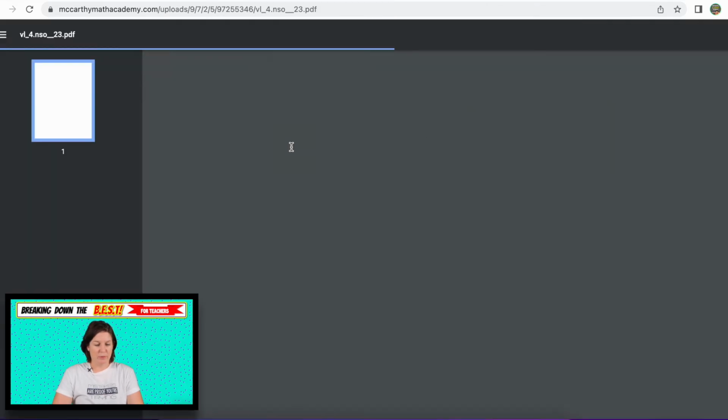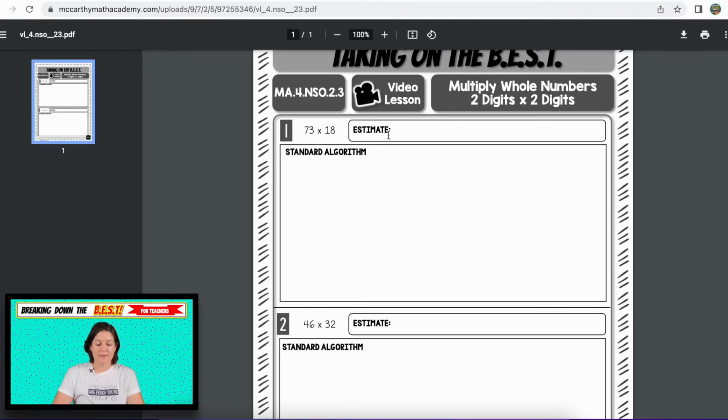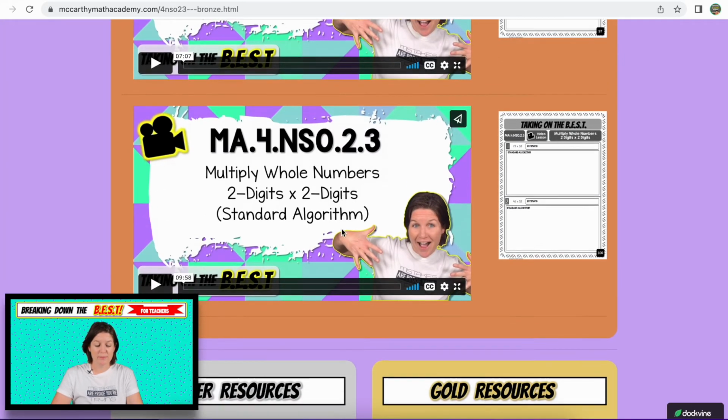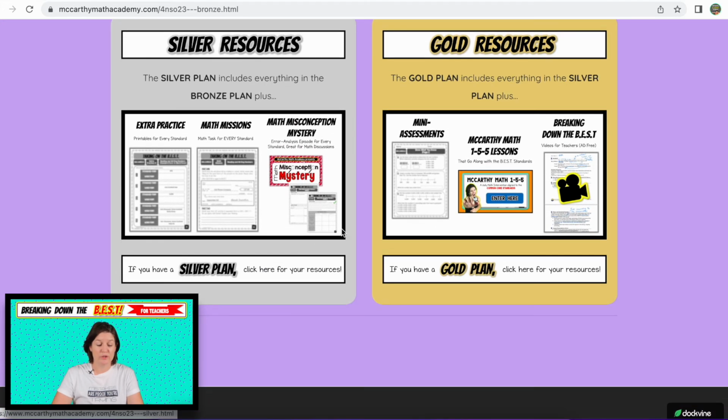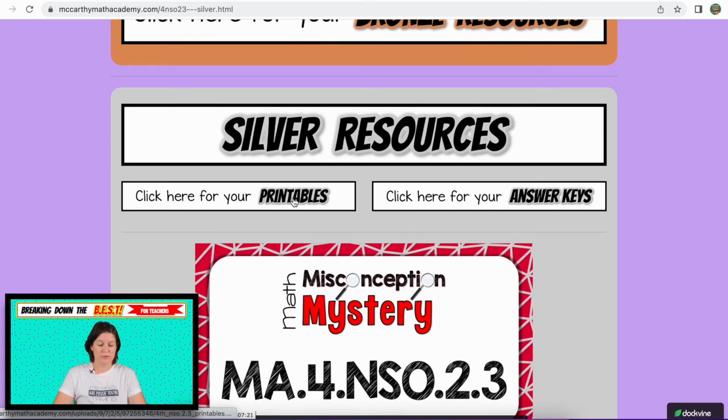I'm going to click on the printable resource. You can tell it is a video lesson printable because of the icon right there. And you can see that we connect the whole point of estimation first before we solve, and then we actually go into the standard algorithm down here. Now, this is a video lesson to introduce the concept, but I know that students will need extra practice with this, which is why if you have the silver plan, you have access to those printables.